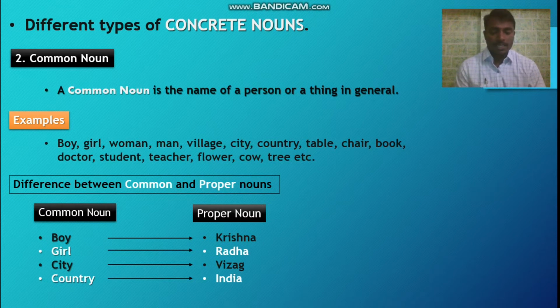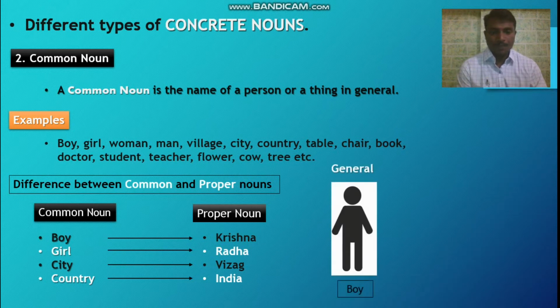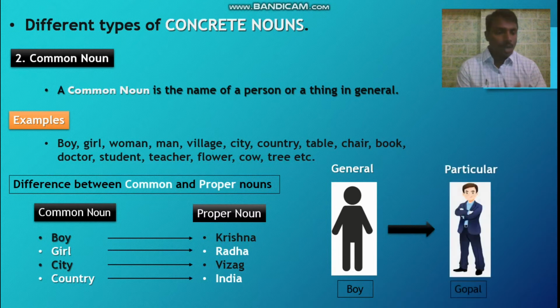So if you see this picture, we can easily get what is a common noun and what is a proper noun. Let's see. Here, this is a general name, a boy, and he has one particular name, that is Gopal. So boy is the general name and he has a particular name, Gopal. So a general name can be called a common noun and a particular name can be called a proper noun. This is the difference between common noun and proper noun.